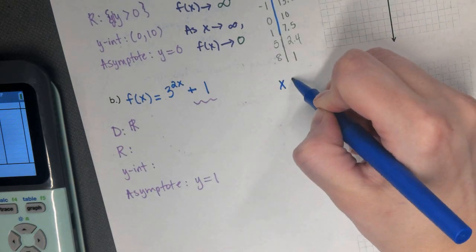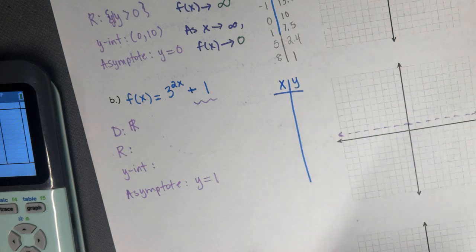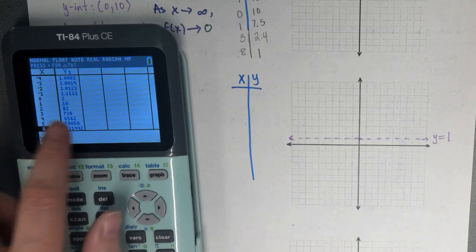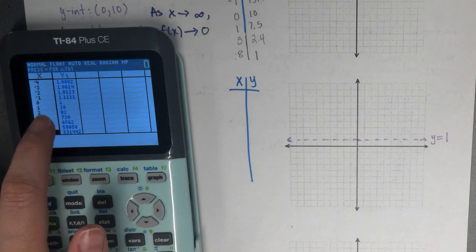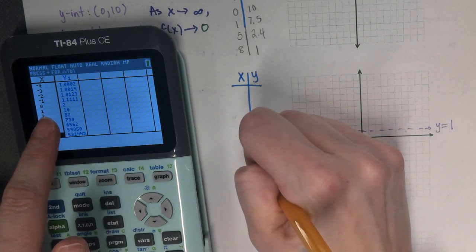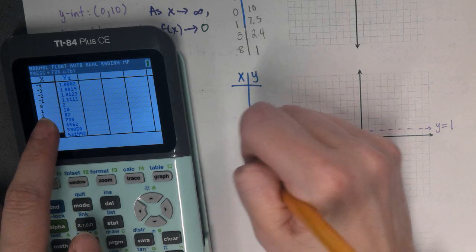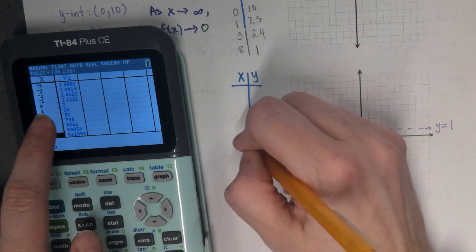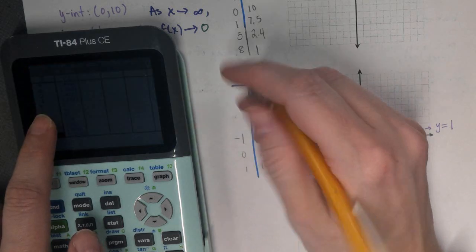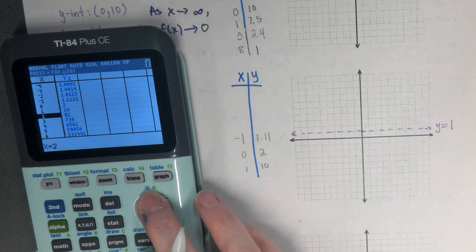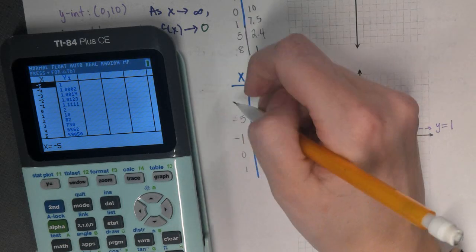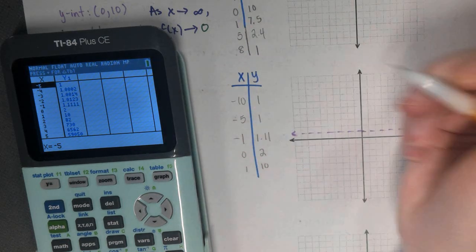Okay, and then when we're doing our table, I'm not going to 82 on this guy, so maybe the 110 would be my last value. So then 0, 2, negative 1 is 1.11. Negative 5, this says 1. Negative 10, this says 1.